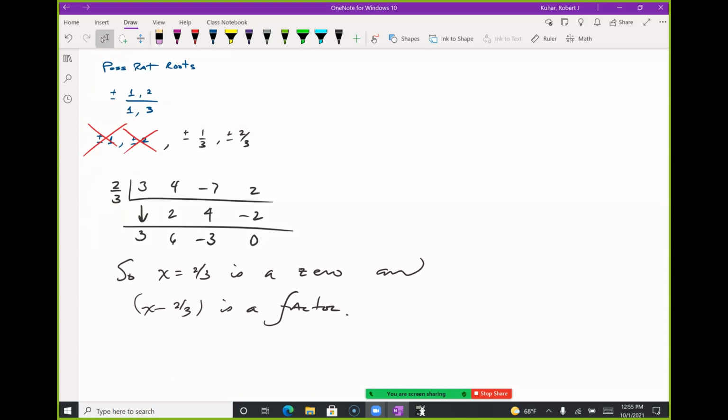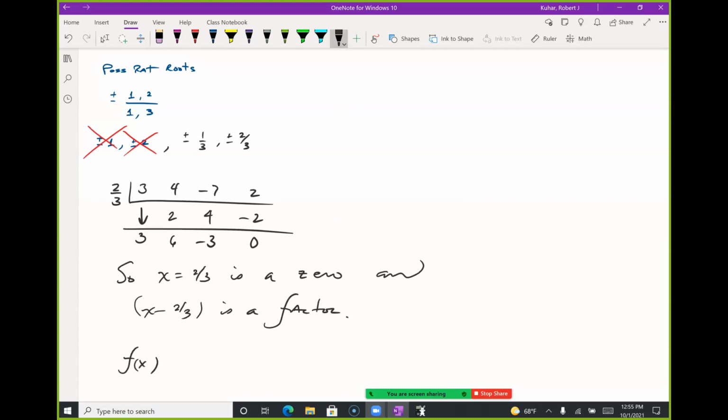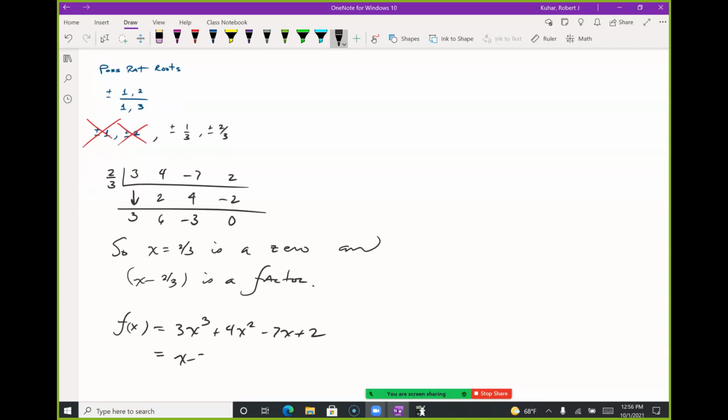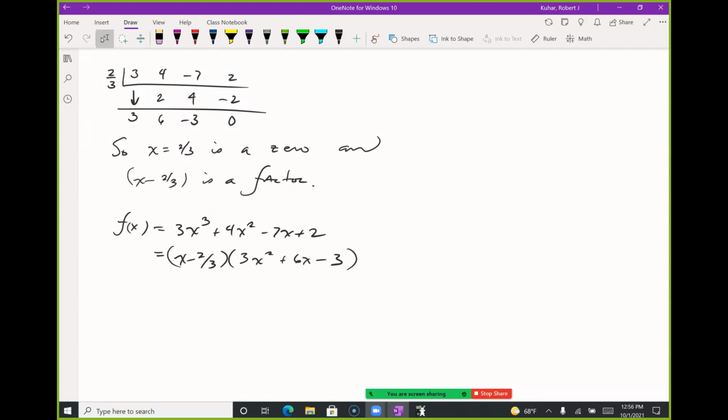Yes, sir. So now f of x, which used to be 3x cubed plus 4x squared minus 7x plus 2, is now x minus 2/3. Oh, is that right? Yeah, 2/3. Why did I write 3/2? Times that depressed equation, which is 3x squared plus 6x minus 3. How are we doing here so far?